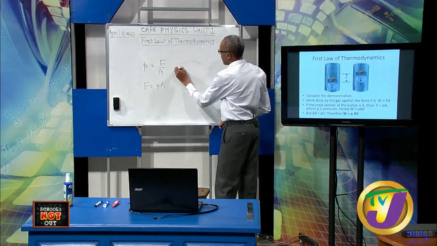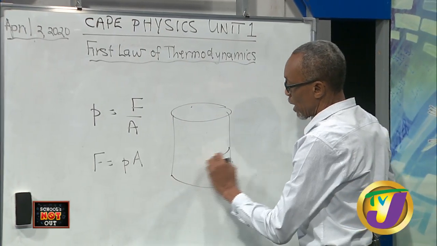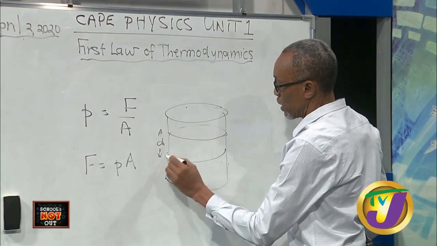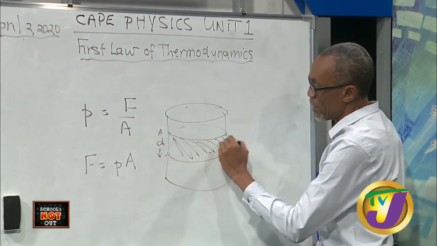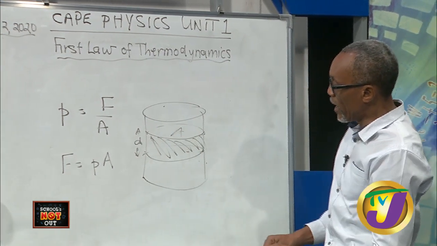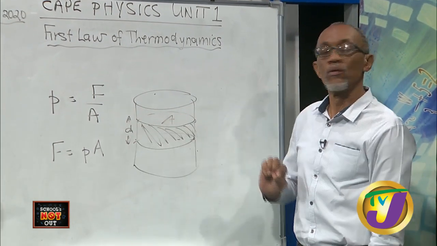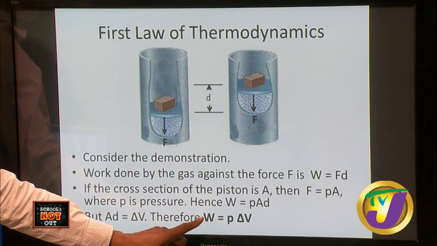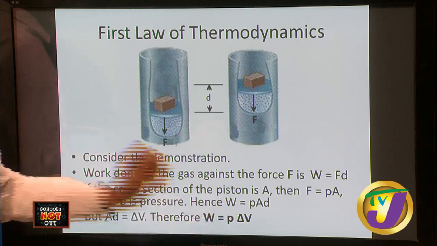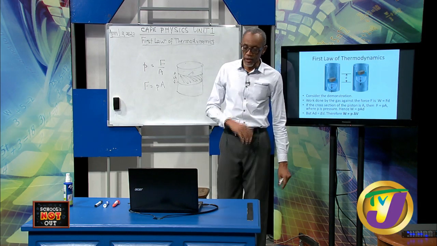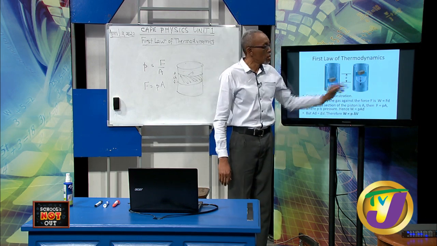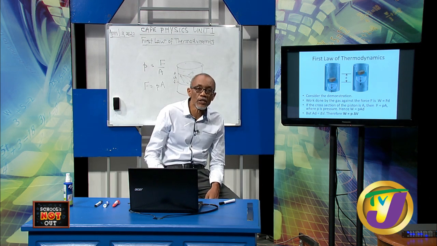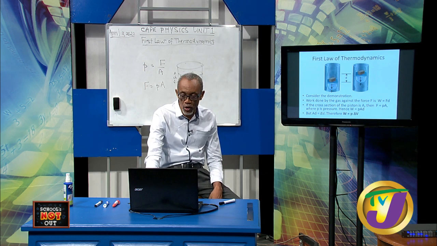But if we have a cylinder, and there is some displacement D, all right, this is a cylinder here, and there is some displacement D, and that has a cross-sectional area A, then we know that A times D would be some change in volume. All right? So we get that change in volume there. And that is why we can say that work would be equal to pressure times the change in volume. So that is very important for the first law of thermodynamics, that the work done is equal to pressure times the change in volume.